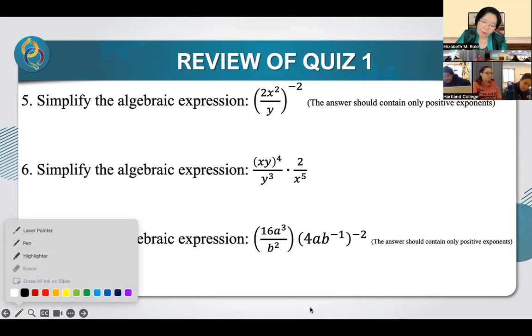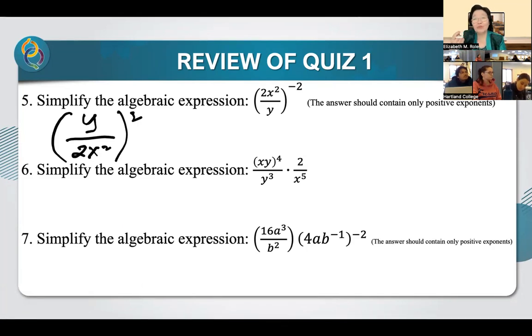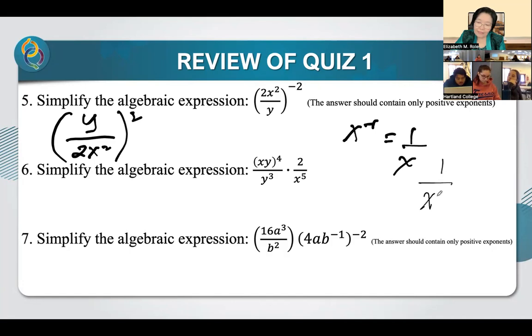Yes. So when you have that kind of problem, what you do is you immediately write y over 2x squared and raise it to the power 2 to change that negative 2 to positive 2. So it's interchanging the position, because if x to the negative 1 is 1 over x, that means whenever the exponent is negative and it's on top, put it down. So if I have 1 over x to the negative 1, that should be x. Put it up. You get it?